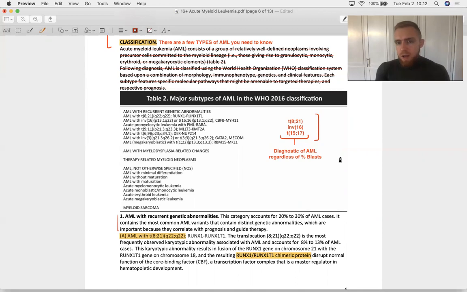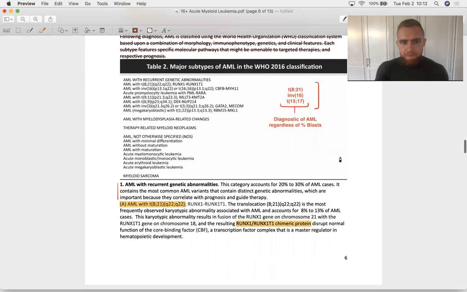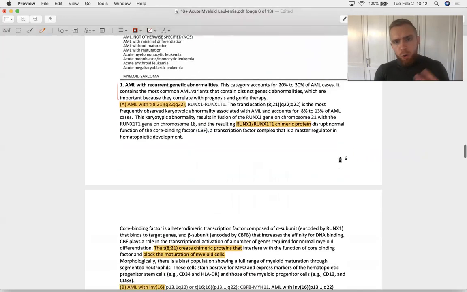Because of that, these three particular types of AML, we call them AML even if the patient's got 9% blasts in the peripheral blood. Because normally you need 20 for it to be AML, but these three are so bad and so devastating if we don't treat them that we're going to go ahead and call them AML before they even get to that classification stage. That's how bad they are. So you want to recognize those three. So let's go through those three.